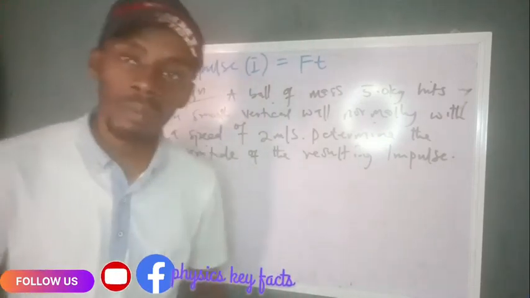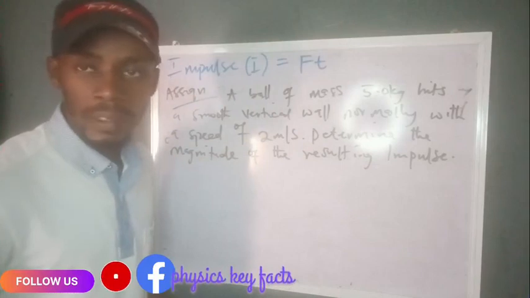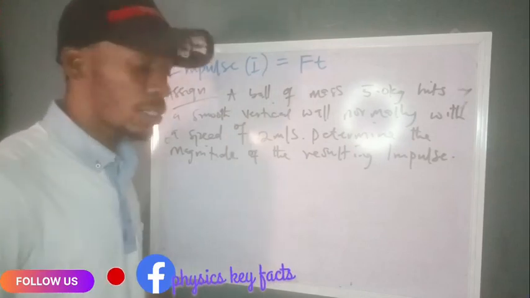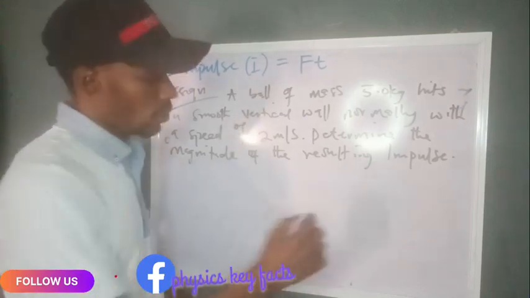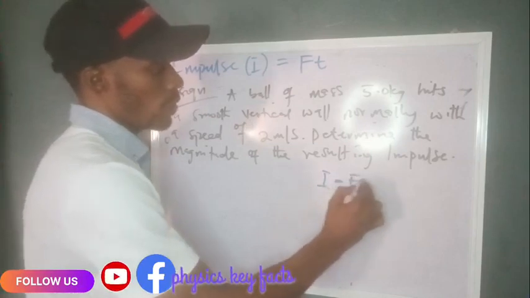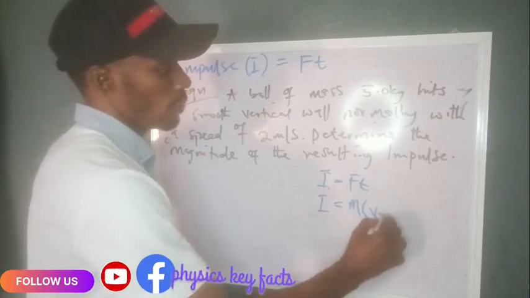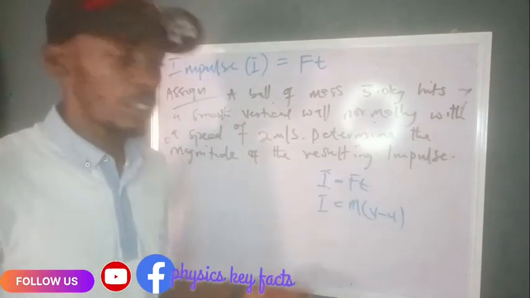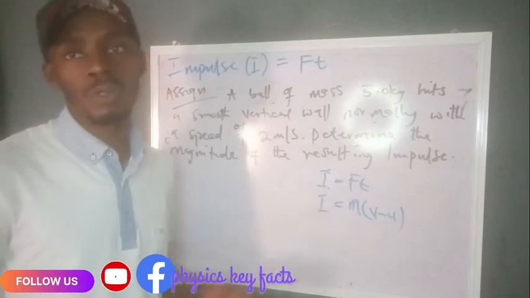So from this question, the first thing that comes to mind is the formula for impulse. Since the question is asking for impulse, from our last video we can recall that we gave two formulas for impulse. The first is I equals Ft, and the second is I equals m open bracket v minus u. So we look at what we have in this question and which of these formulas would be the one to use in solving the problem.